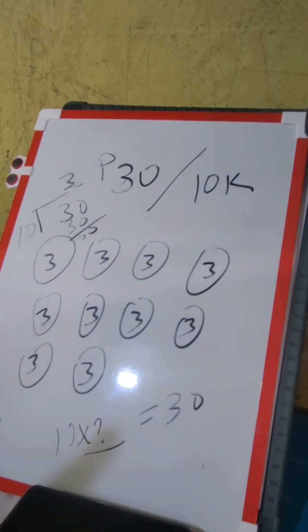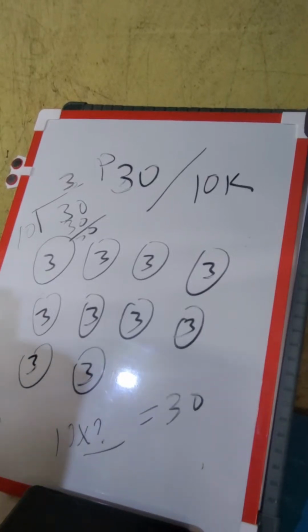5, 10, 15, 20. How many fingers do I have? 4. So 4 times 5 is 20. 5, 10, 15, 20, 25. How many fingers do I have? 5. Yes, I got 5 fingers. So each finger is 5. 5, 10, 15, 20, 25. So it's 5 times 5.